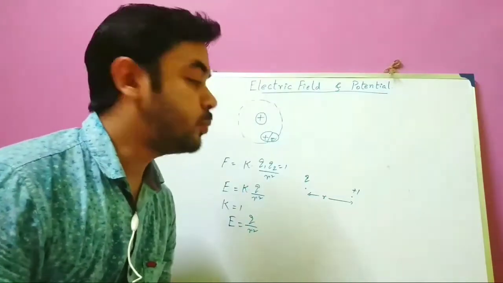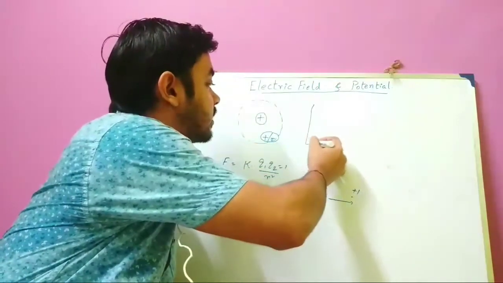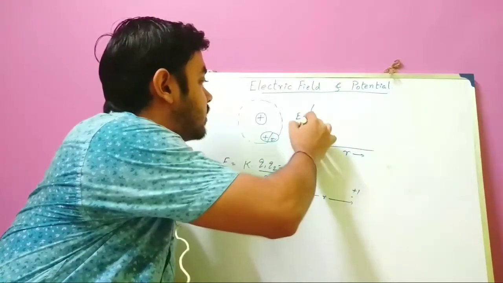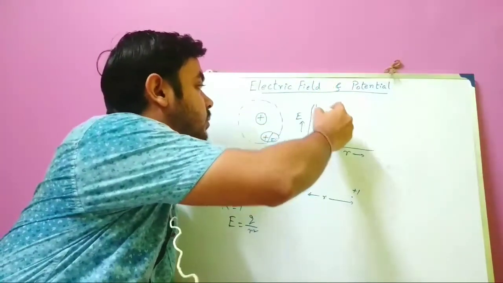Now, if we plot a curve between E and R, this is E and this is R, then what will be the nature of the curve? The curve will be a rectangular hyperbola.